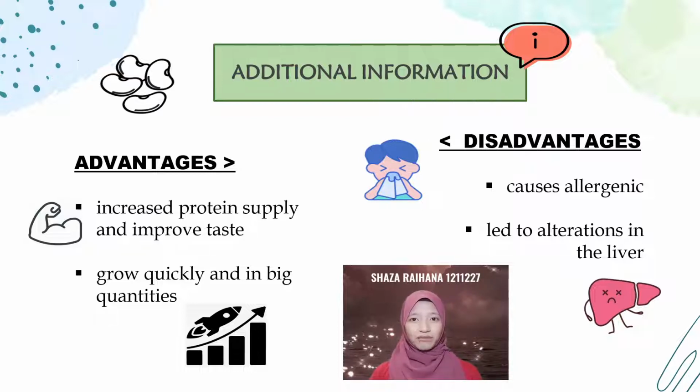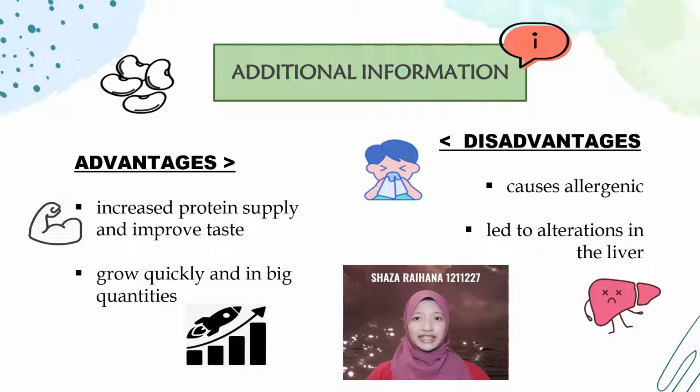Soybeans are high in protein. Hence, modifying it will create an excess of supplies, which is a great source of nutrition and protein. Next, modified soybeans can grow quickly and in big quantities over an extended period of time. As a result, they are more accessible to consumers.